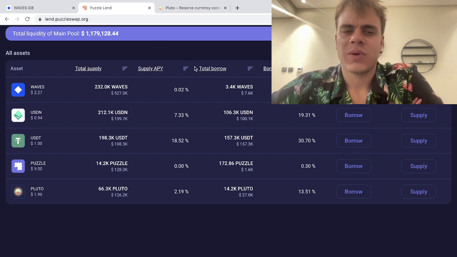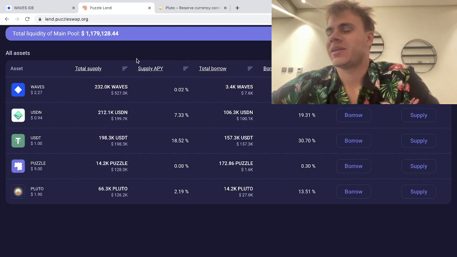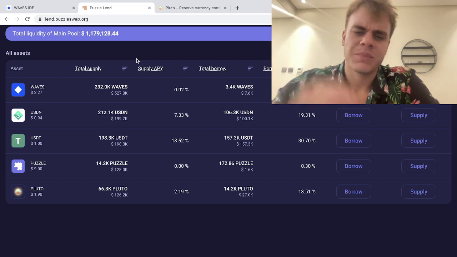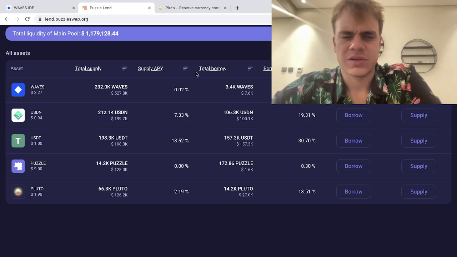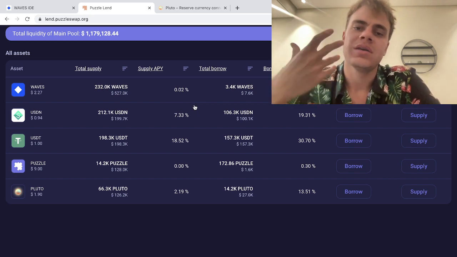Also, we see the APY for supply. If you deposit a token, you earn something. You earn it basically every minute, and the percent is compounded. For example, for depositing USDN, you earn 7% APY, which means you have 7% annual interest.